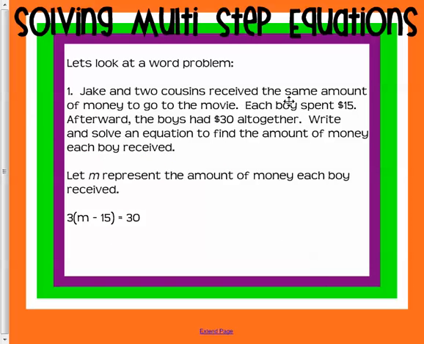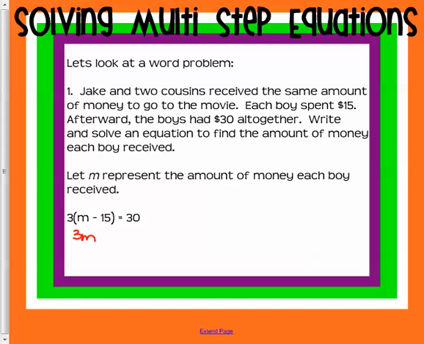Jake and 2 cousins received the same amount of money to go to the movie. Each boy spent $15. Afterward, the boys had $30 altogether. Write and solve an equation to find the amount of money each boy received. Let M represent the amount of money each boy received. So we've got 3 boys going to the movies, and they have an amount of money, and they take away 15, and that equals 30.